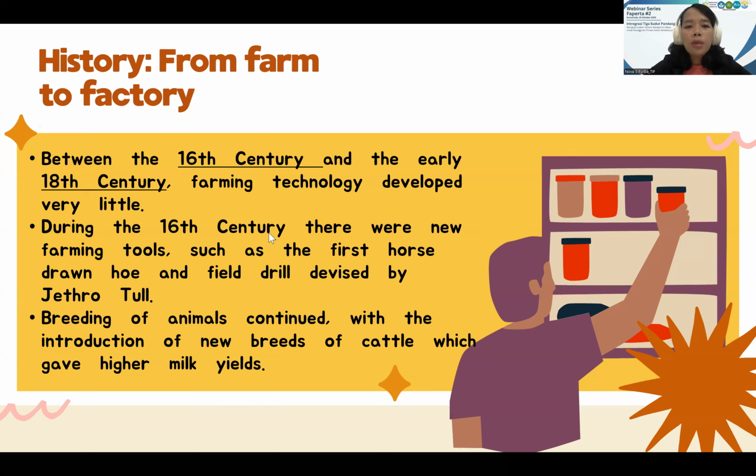During the 16th century, there were new farming tools. So the farmer already used high technology tools to harvest, for example. And also they used the first horse-drawn hoe and field drill device by the Jethro Tull tools. Another farming technology, for example, breeding of animals, continued with the introduction of new breeds of cattle which gave higher milk yields. So when they used the technology of breeding, the cattle could produce more milk.